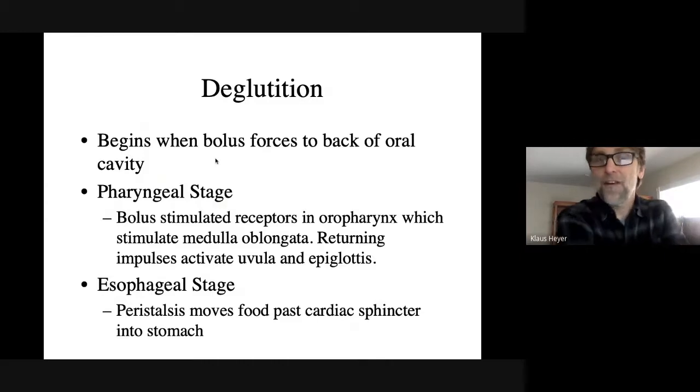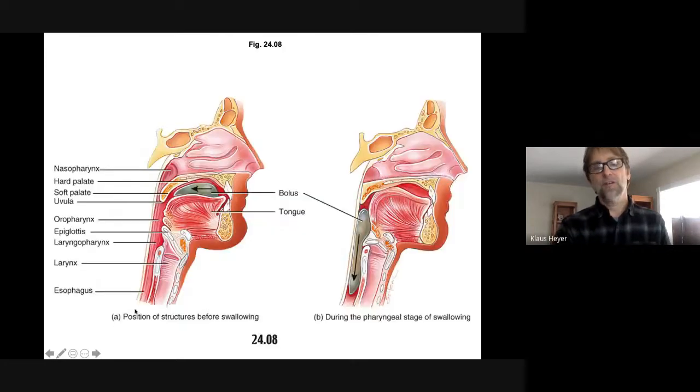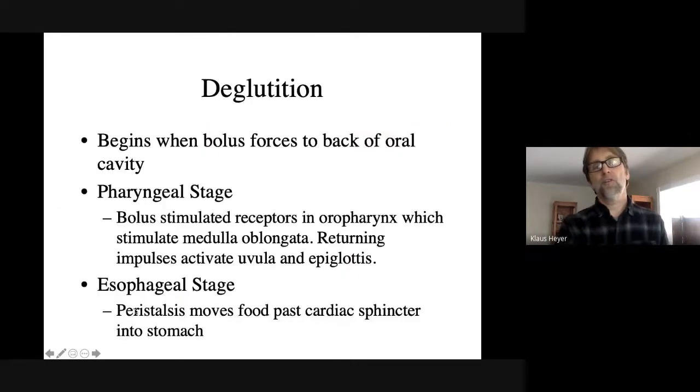Then you have the esophageal stage, because the food now moves into your esophagus, right? When it goes down your esophagus, you have peristalsis. Remember, peristalsis is the alternating contractions of those muscles, the longitudinal layer and the circular layer.